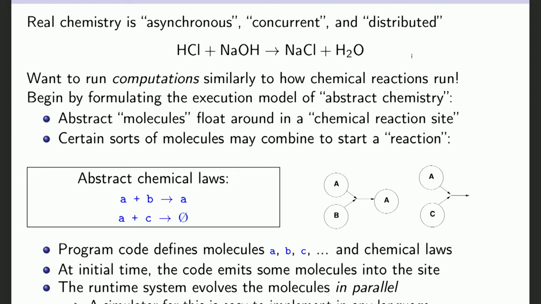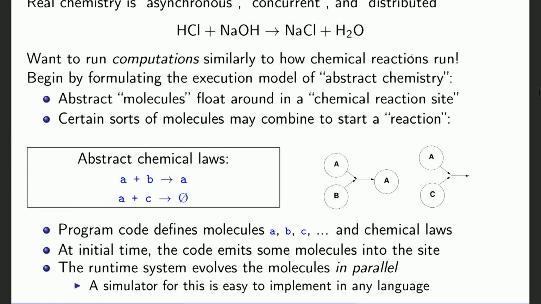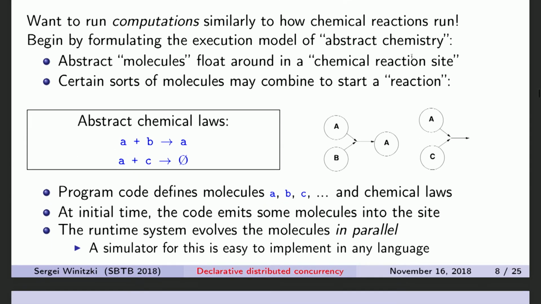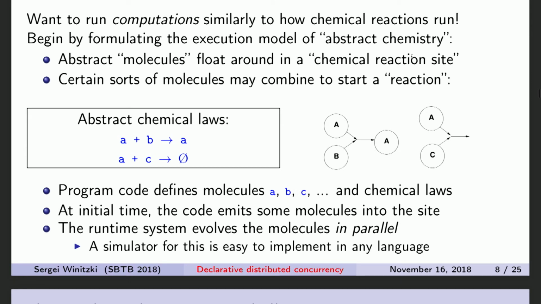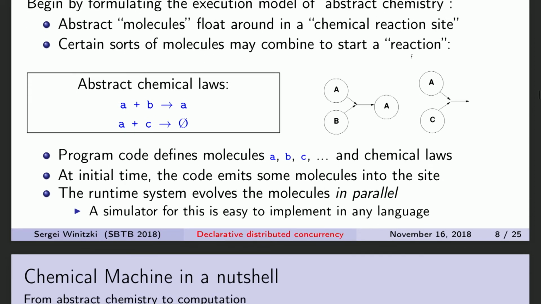We want to have our computations run as naturally, concurrently, and parallel, and distributed as they do in real life. So to begin doing this, first we go from real chemistry to abstract chemistry, which means we just declare molecules of any kind and reactions of any kind. We don't care about real physics or real chemistry.